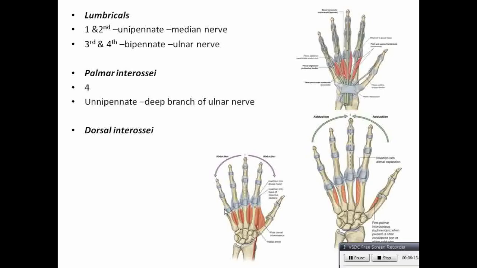And the dorsal interossei can be seen on the dorsal aspect between the metacarpals. The gap between the metacarpals is filled by the interossei muscles. There are two groups: palmar on the palmar aspect, anterior aspect, and dorsal on the dorsal aspect. Dorsal interossei are all bipinnate muscles and they are supplied by the deep branch of ulnar nerve.